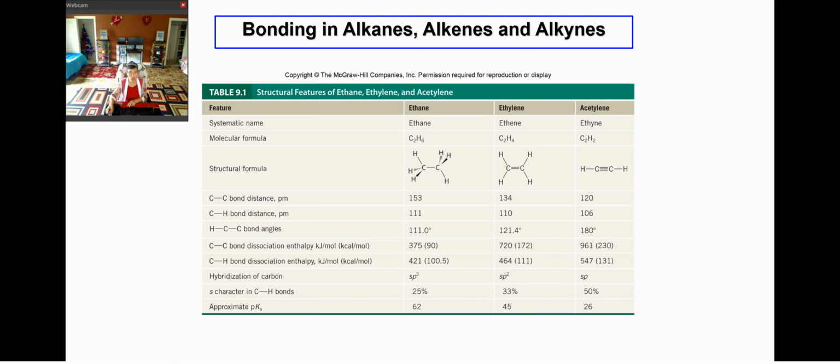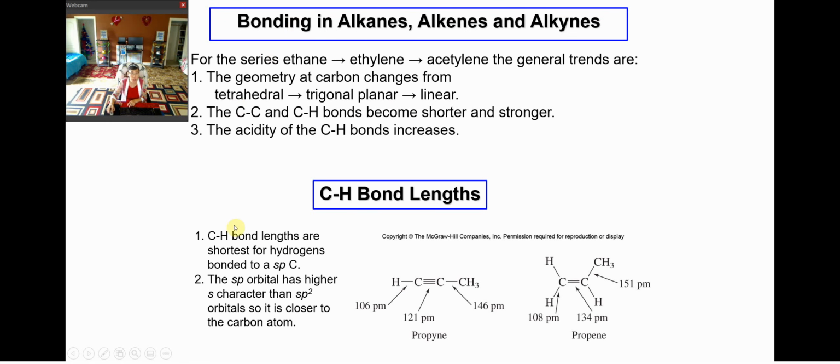About the hybridization of the carbon in the alkane, alkene, and alkyne, you have sp3, sp2, and sp. For the s character, you have 25, 33, and 50% respectively. From this point, we also need to know the pKa, which corresponds to acidity. If you have hydrogens in your hydrocarbons, that hydrogen may be donated. In this case, you consider a very weak acidity of hydrocarbons.